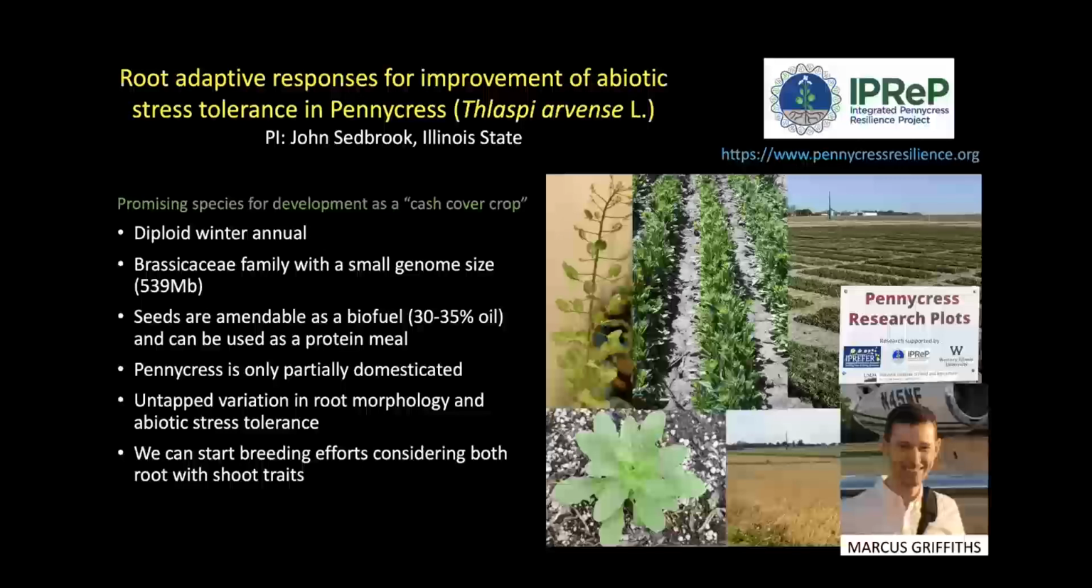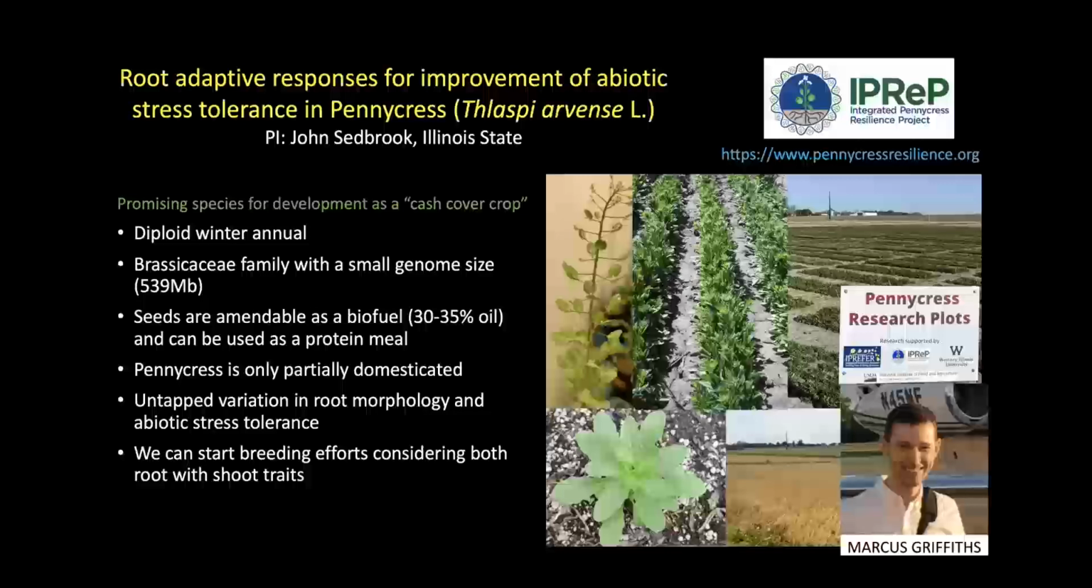It's the same genome. You can floral dip transform it, so we can do CRISPR editing. So there's so much easy work we can do in it. It's so refreshing compared to corn, which is really hard. It's only partially domesticated, and so this is pretty interesting because we can take all this natural variation and leverage it towards improving root systems, improving ecosystem service function, that sort of thing. So we can start breeding efforts with both roots and shoots in mind, not just the shoots, right?